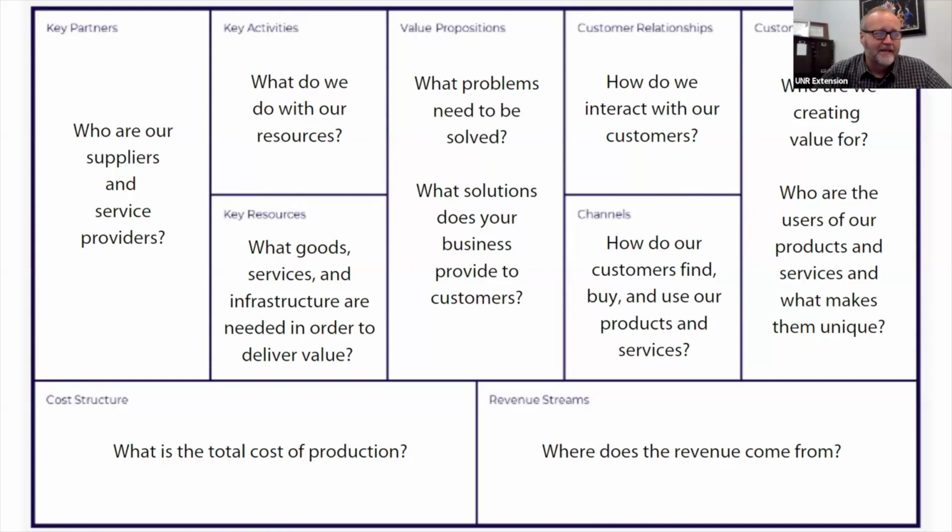Going to the left-hand side, we look at our key resources. What goods, services, and infrastructure are needed in order to deliver that value proposition that we have? And then our key activities. What do we actually do? What are we doing in this business? Like we said, we were growing microgreens. We're doing educational seminars, and we're building and maintaining these hydroponic and micro growing operations.